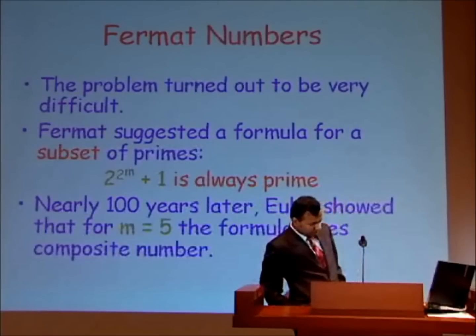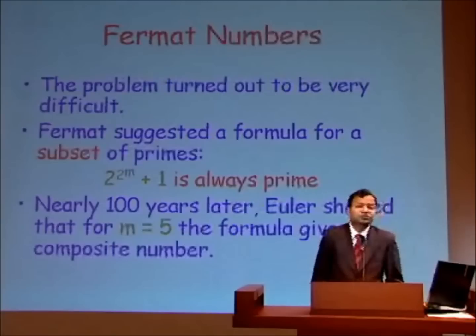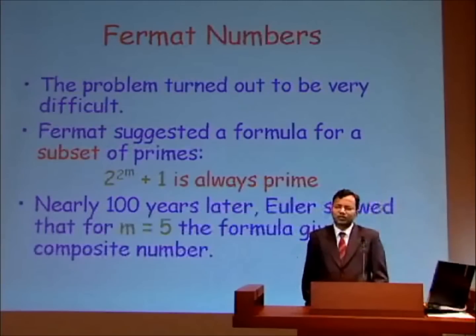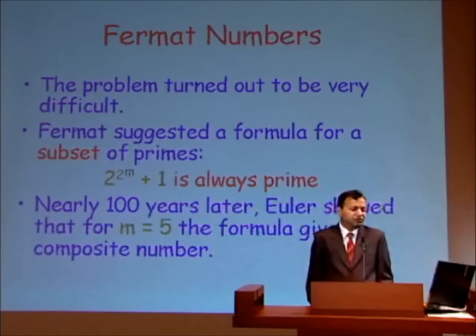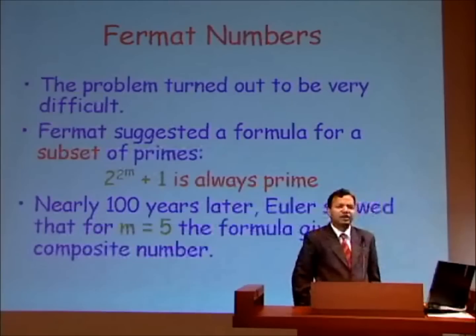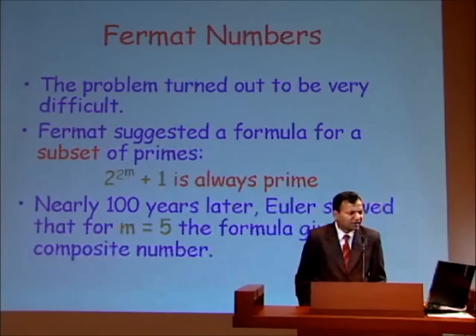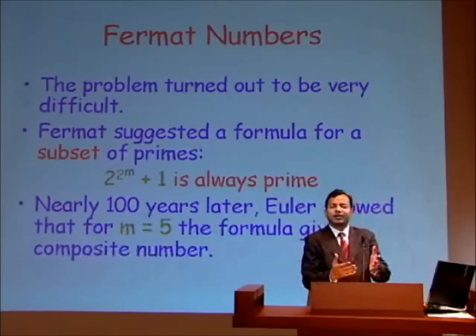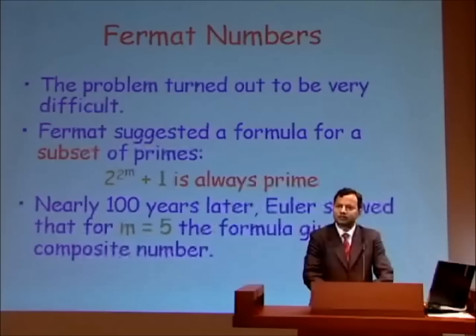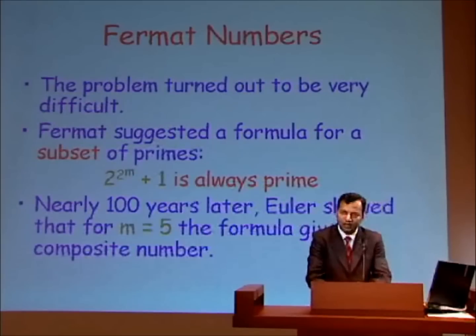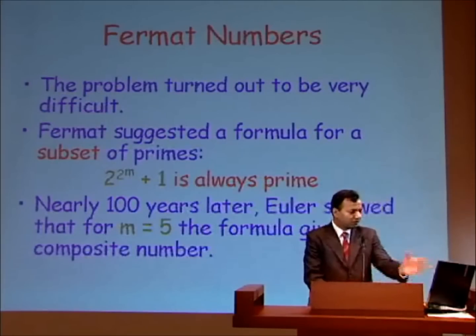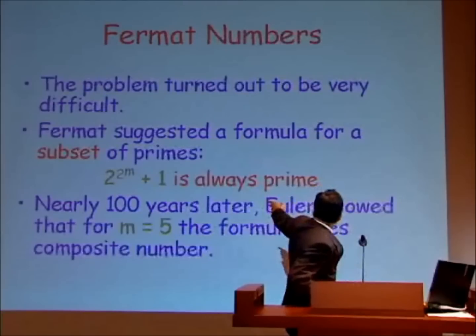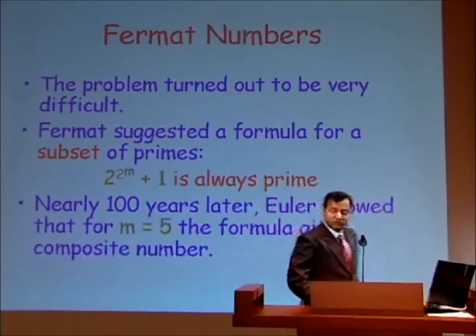Because of the very chaotic distribution of prime numbers, this quest for a formula turned out to be very hard. People tried to come up with formulas, but either the formulas were not very nice or they couldn't get any formula at all. Fermat suggested, for example, the following formula.